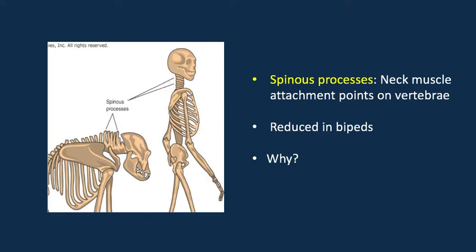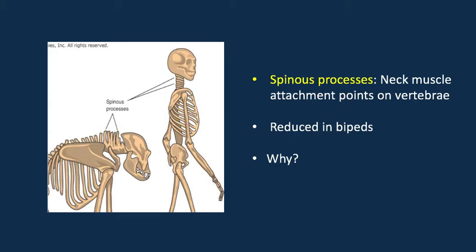If you feel on the back of your neck, the lumps that run down your vertebral column, those are the spinous processes. As it says here, those are neck muscle attachment points. If you're sitting and studying and looking down at the table for a few hours, your neck muscles tend to get tired, right? Those muscles attach from those spinous processes on the vertebrae all the way up to the base of the skull.